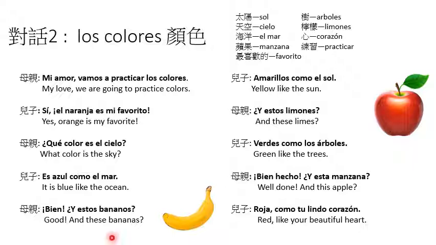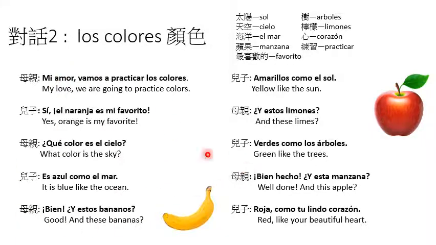速度会不会太快？有一点。好，对话二。Los colores. There are some new vocabulary words in this example. Let's read them first. Right? El sol. El cielo. El mar. La manzana. Favorito, árboles, limones, corazón, practicar. All right, one more time. El sol, el cielo, el mar, la manzana. Favorito, árboles, limones, corazón, practicar.